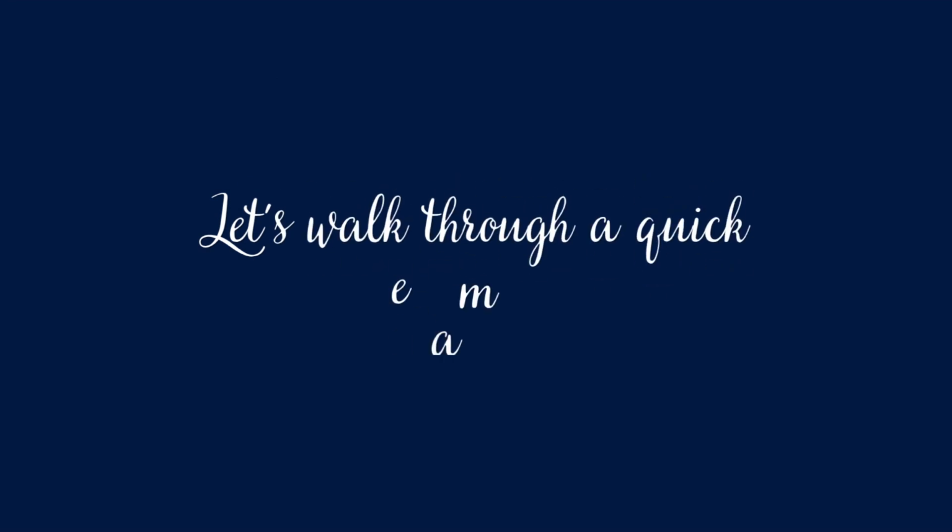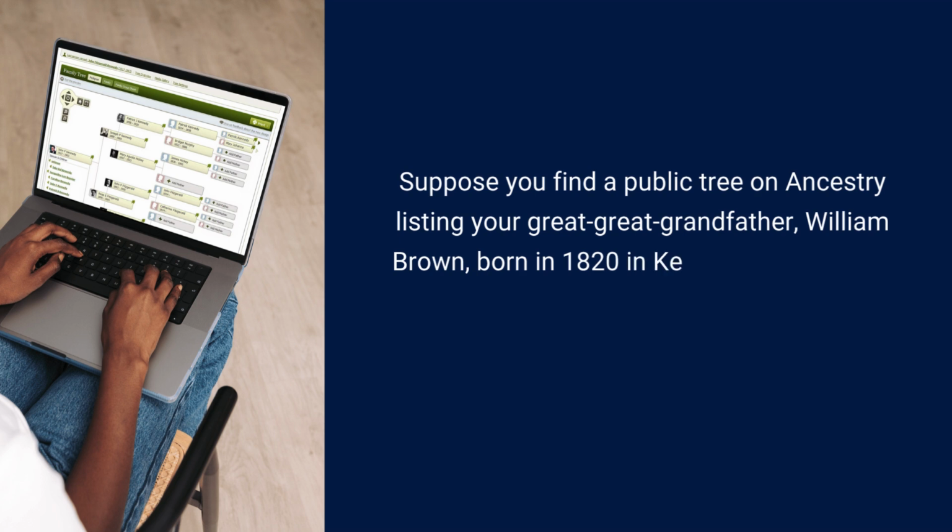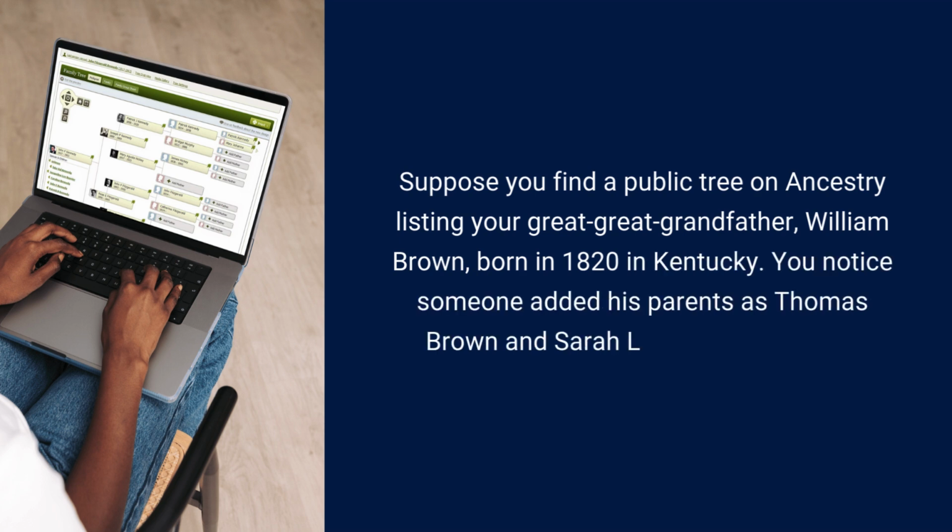Let's walk through a quick example. Suppose you find a public tree on Ancestry listing your great-great-grandfather, William Brown, born in 1820 in Kentucky. You notice someone added his parents as Thomas Brown and Sarah Lee, but there are no records attached.